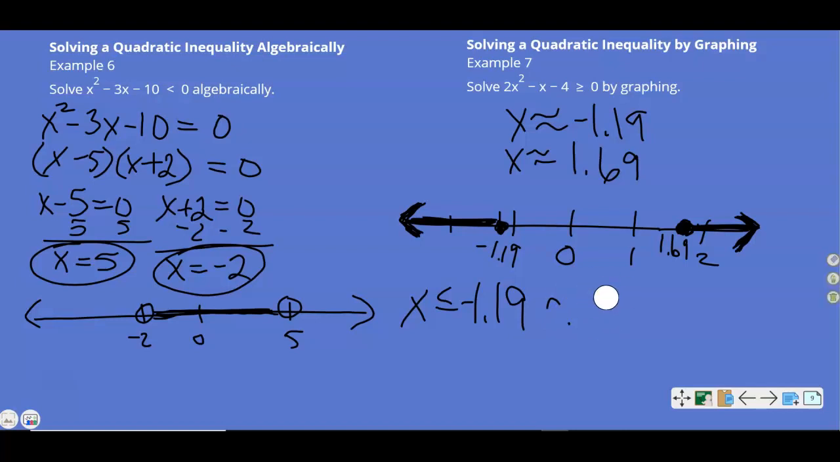Not and. It's not going to be both solutions at the same time. It's going to be one or the other. So x greater than or equal to 1.69. All right, so if you have a number that is less than this or a number that is greater than this, that will be a number that falls within your solution set and will make this inequality true, and that's what we want.